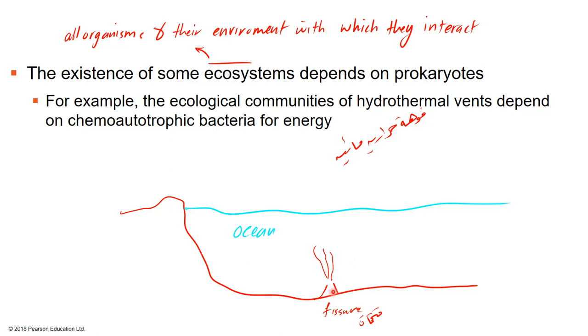So some organisms live in these fissures, and they do not see light and they cannot obtain energy. So some bacteria in these fissures or in these hydrothermal vents provide other organisms in these hydrothermal vents with energy. So this is an example where prokaryotes help other organisms within the hydrothermal vent ecosystem.